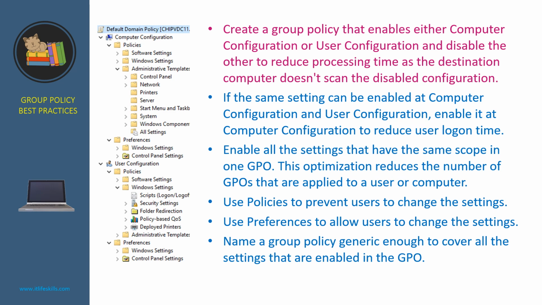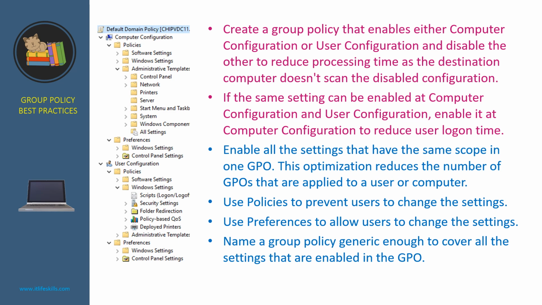As you may remember, we disabled the user configuration in the default domain policies in the previous lesson. Now, when the default domain policies is applied to the destination computer, they only need to scan the computer configuration, which reduces the processing time. If the same setting can be enabled at the computer configuration and user configuration, then enable it at computer configuration to reduce user logon time.